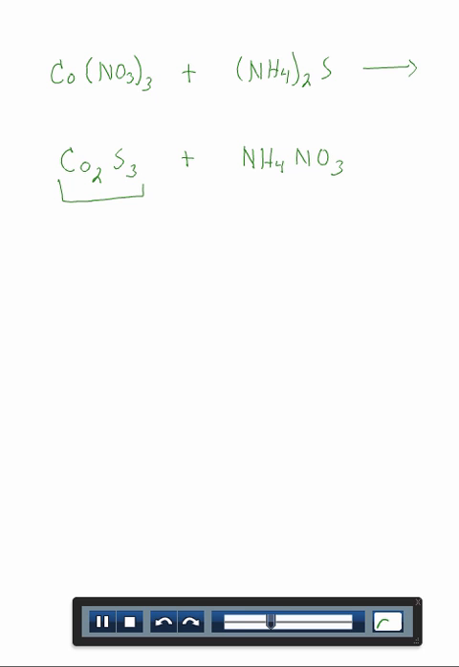I have 2 cobalts on the right, 3 sulfurs on the right, but I only have 1 cobalt on the left and 1 sulfur on the left. So I'm going to balance cobalt and sulfur. So to do that, I'll put a 2 in front of the first molecule, so now that'll give me 2 cobalts. I'll put a 3 in front of the second molecule, that'll give me 3 sulfurs. So now this is balanced.